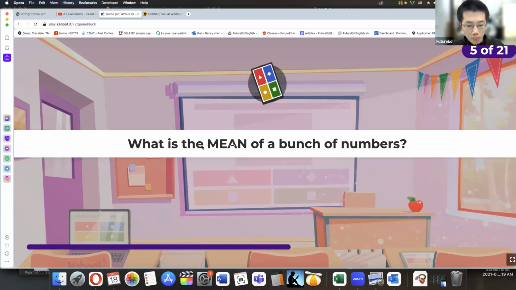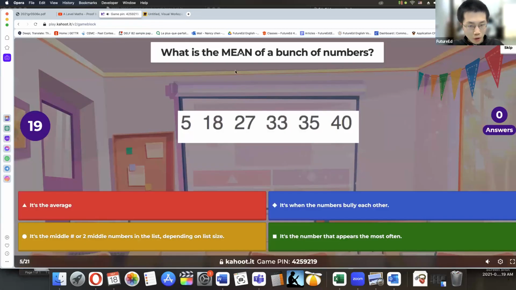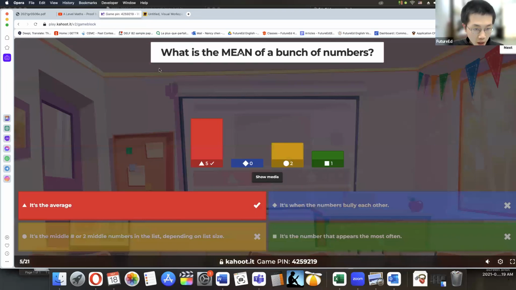Okay, what is the mean of a bunch of numbers? I know mean can mean something else. It can actually mean two different things. But in terms of numbers, what does it mean? Okay. Let's see. I believe 5 people got this correct. For those who chose yellow and green, you'll see later that yellow and green mean something different. But a mean is usually just an average.